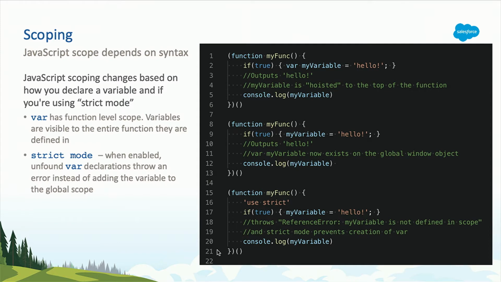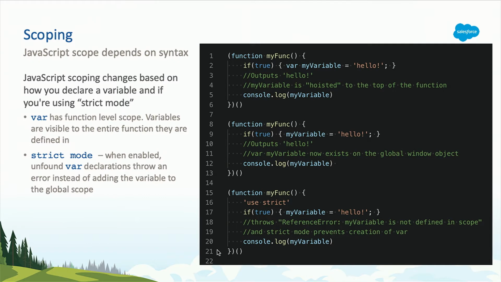To make things even worse, in the second function, I forgot to use the var keyword to declare my variable. Whereas in Apex, you'd get a compilation error saying it doesn't know what my variable is. Instead of throwing an error, it gets added to the global scope. Now my variable is actually visible everywhere.